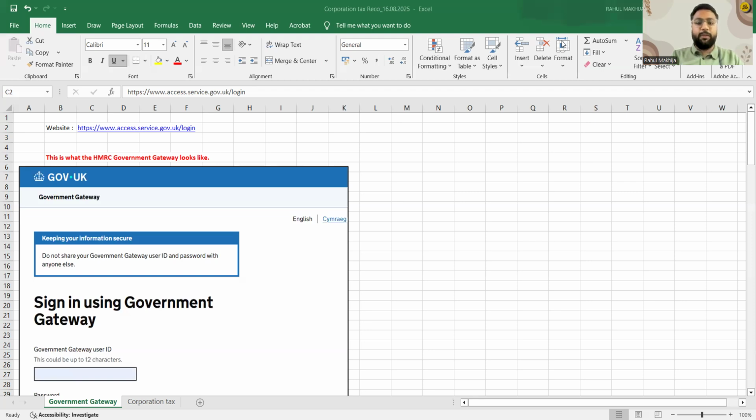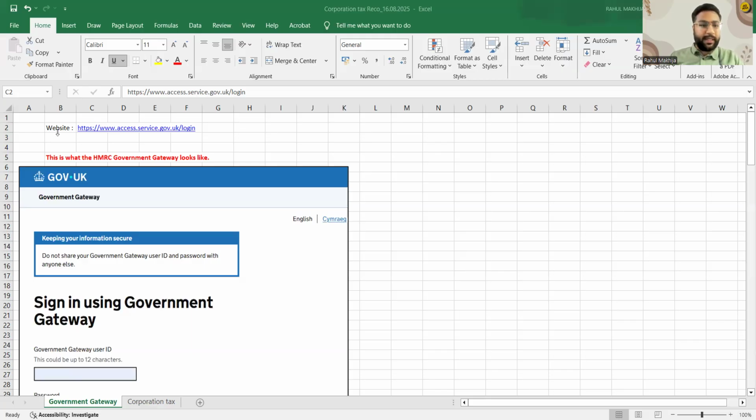So today we will be learning how we will be reconciling corporation tax as per HMRC Gateway. While doing year-end finalization, this is a very essential process that we need to make sure that for our year-end, the corporation tax is reconciled with the HMRC Gateway.